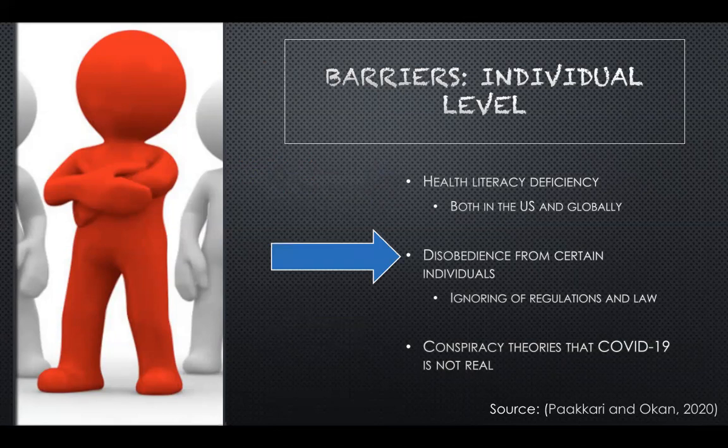Next, we've seen just a generalized disobedience from certain individuals. So, ignoring of regulations and laws. A lot of people still refuse to wear a mask, or refuse to social distance, and aren't really following these government regulations. And like I said earlier, this goes back to trust, and a lot of people don't trust the government right now, so they're not going to follow these laws.